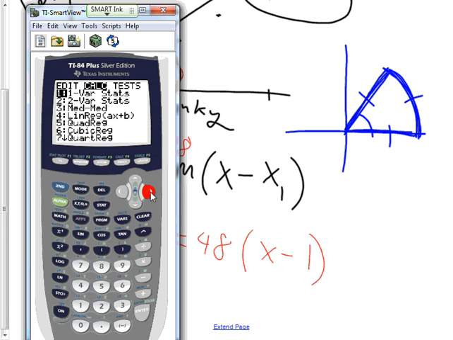Now try to remember this stuff because it's on the test. You're going to be tested on this. You'll have to know how to use the calculator. We'll practice it a bunch of times, but don't just think, oh, we're doing this once to show you. This is how you're going to do it on the test. All right?